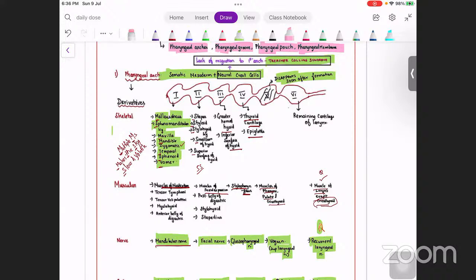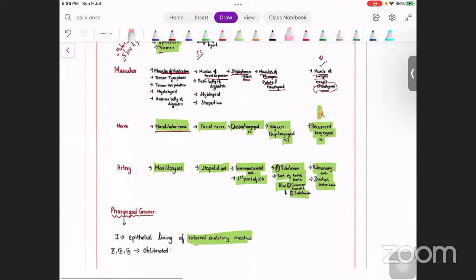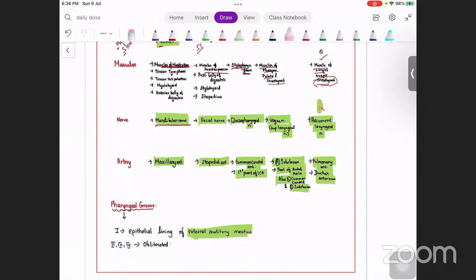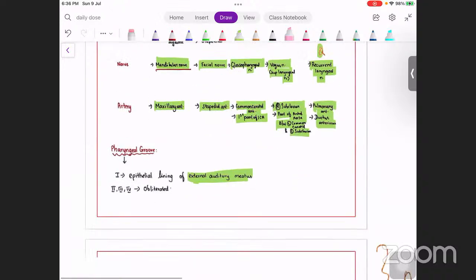Muscles of mastication: 1, muscles of facial expression: 2, stylopharyngeus is 3, muscles of pharynx is 4, and muscles of larynx is 6. Nerve: mandibular nerve for 1, facial nerve for 2, glossopharyngeal nerve for 3, vagus nerve for 4, and recurrent laryngeal nerve for 6. Remember, all muscles of your larynx are innervated by recurrent laryngeal nerve, except cricothyroid, which is supplied by your superior laryngeal nerve.